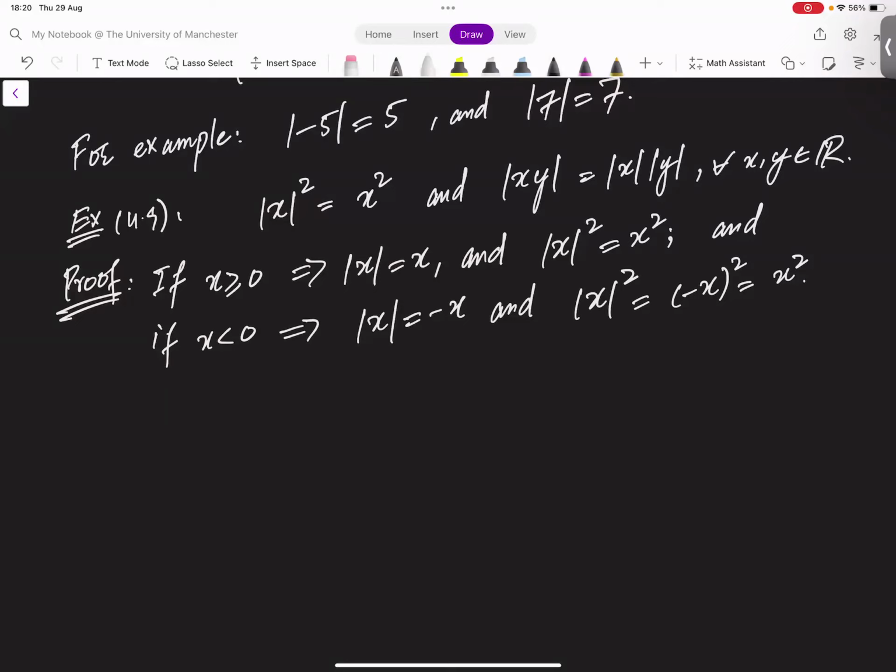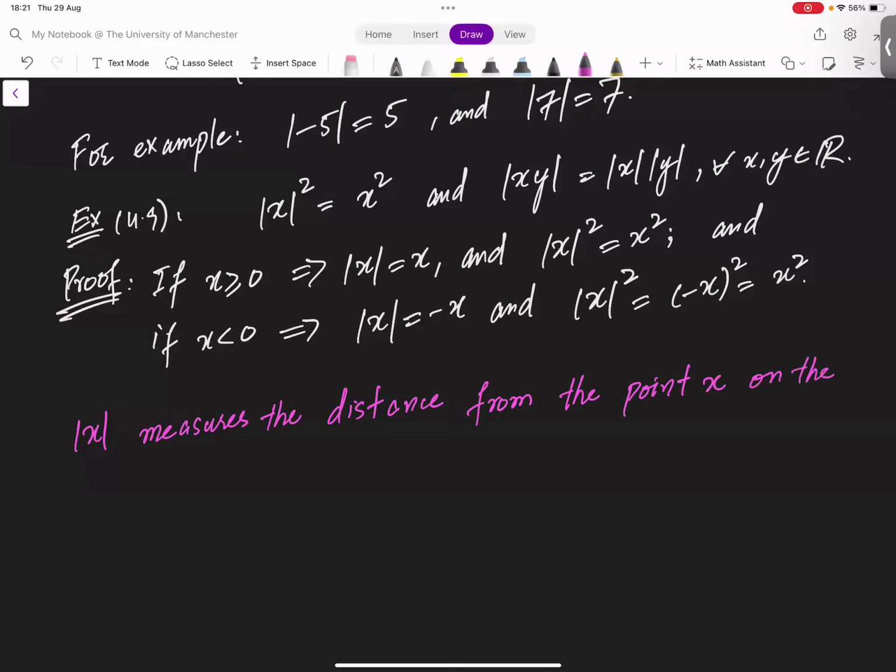One thing which I'm curious about is that we know that mod of x measures the distance from the point x on the real line to the origin 0.